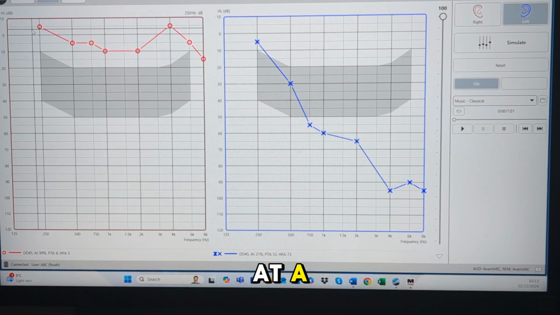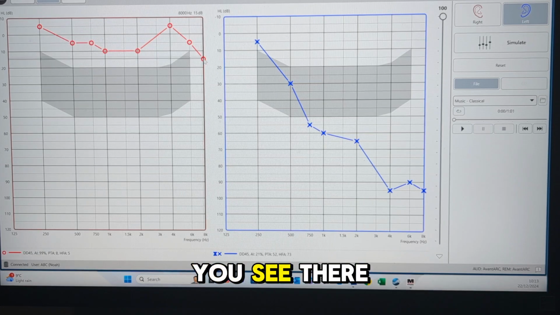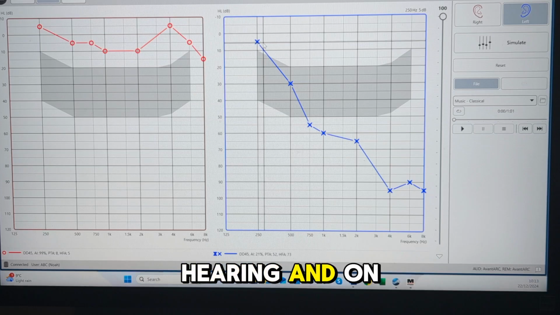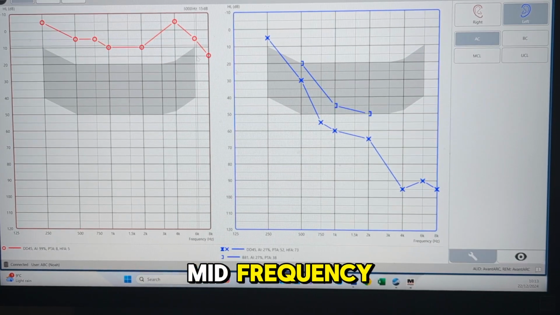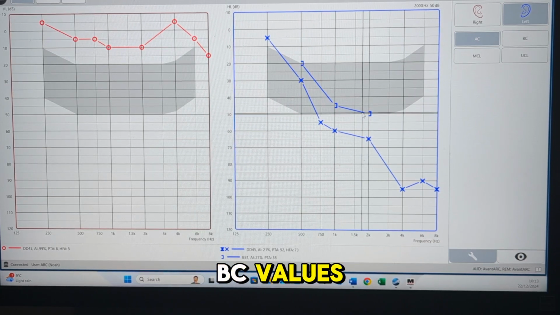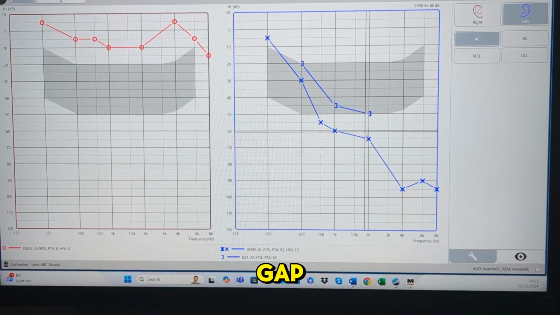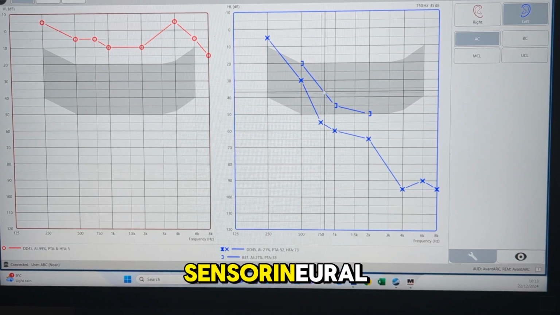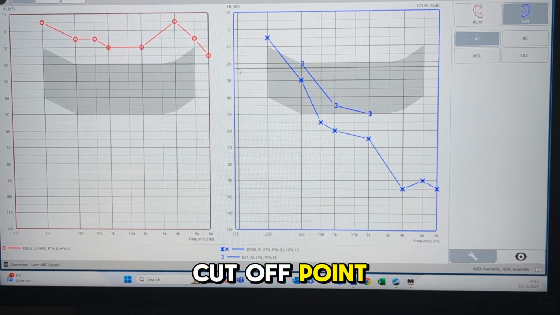We are looking at a normal hearing threshold in the right ear, as per the red line that you see right at the top of the graph of this audiogram, which represents very good hearing. On the left side, in contrast, there is a severe mid-frequency to profound high frequency mixed hearing loss, because the masked BC values are not exactly superimposing the first line. There's a gap, and by that gap, we can conclude that there's a conductive element there. But there is also a sensorineural hearing loss, which is the top line being below the cutoff point of where we consider normal hearing.